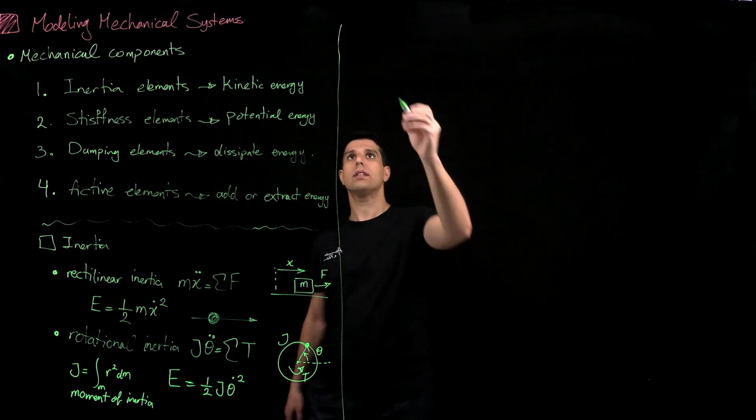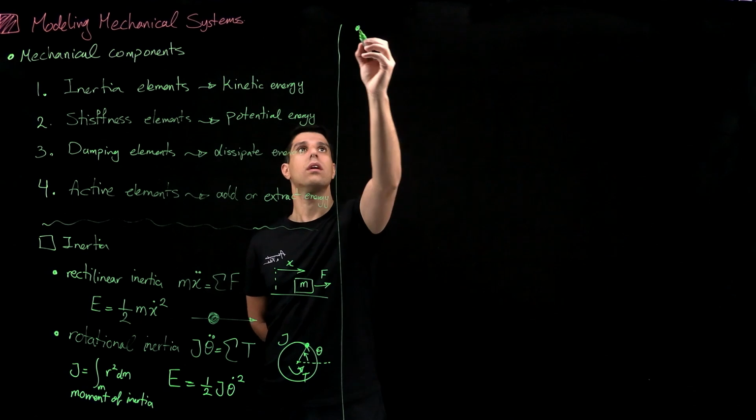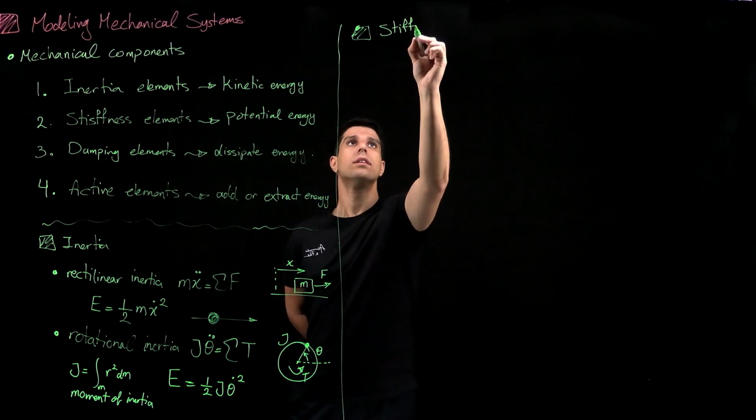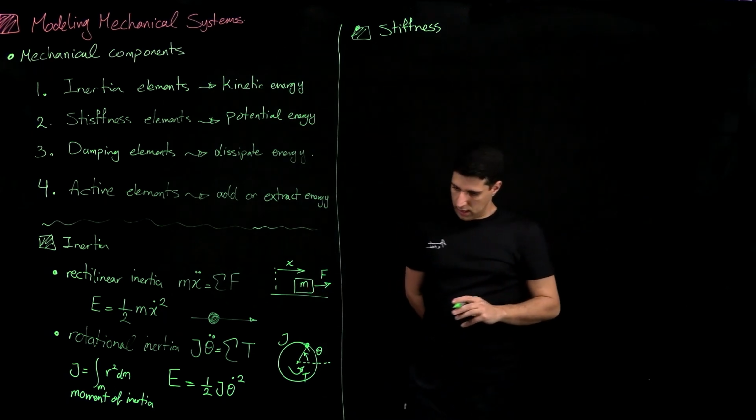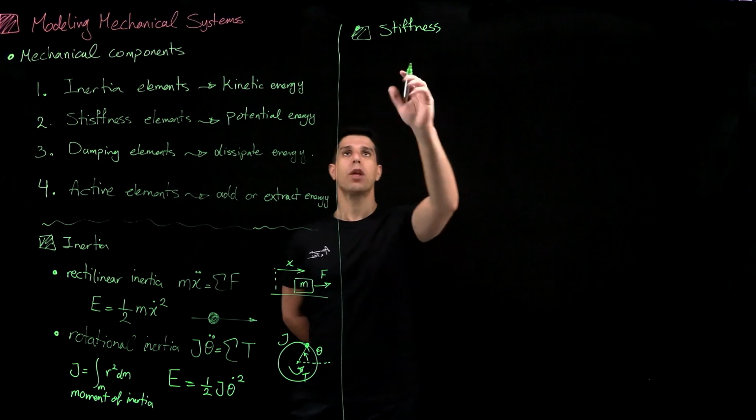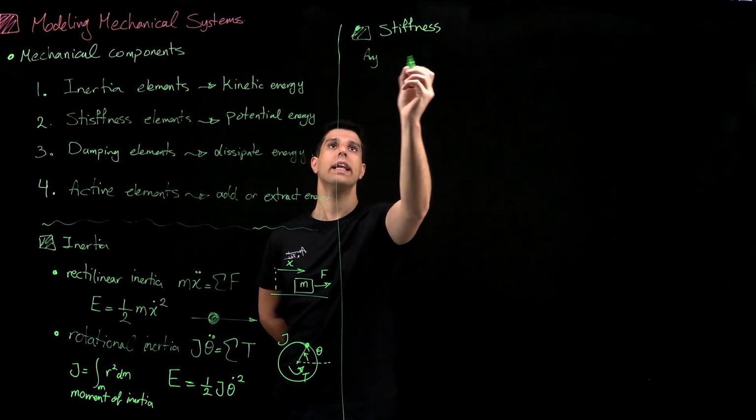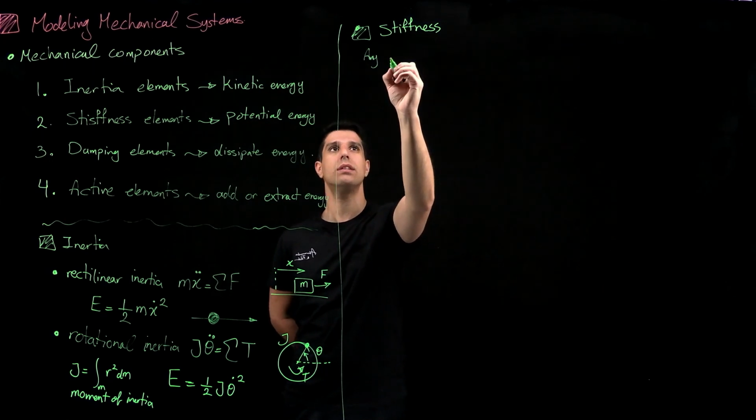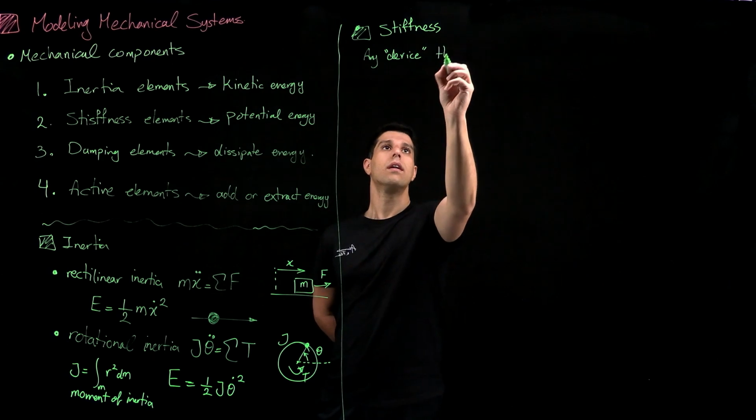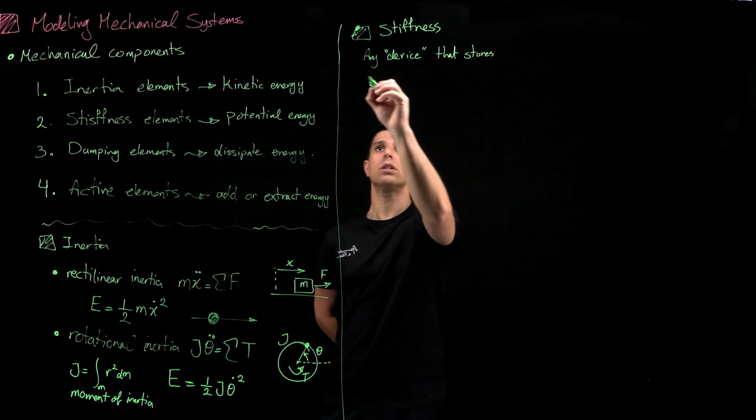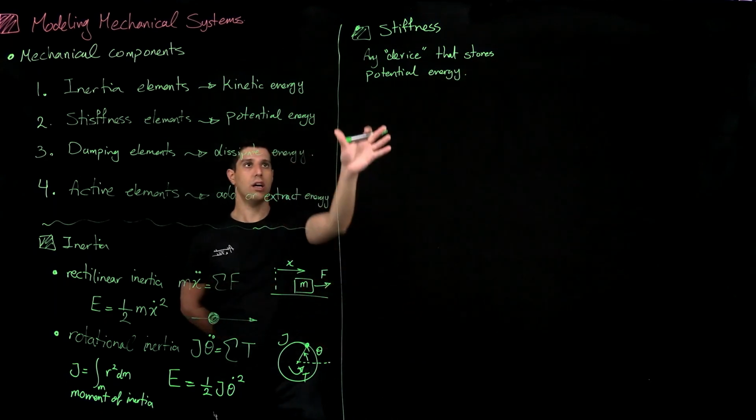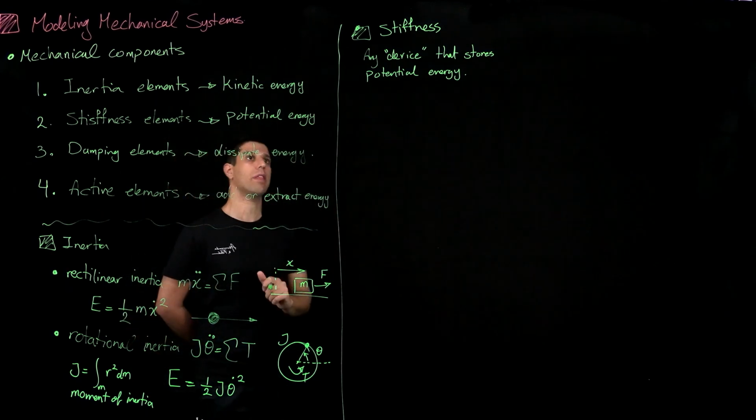The next element we can discuss is a stiffness element. Stiffness is maybe a little trickier, maybe easy. I don't know about your intuition, but stiffness is any device, component, system, I put it in quotes, any device that stores potential energy. I rewrote it again, it was here too, but I wanted to emphasize something here.